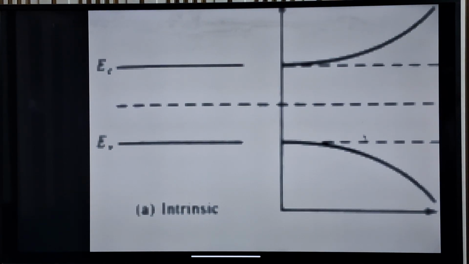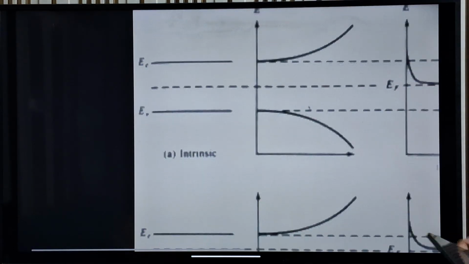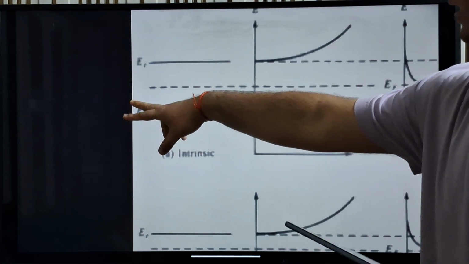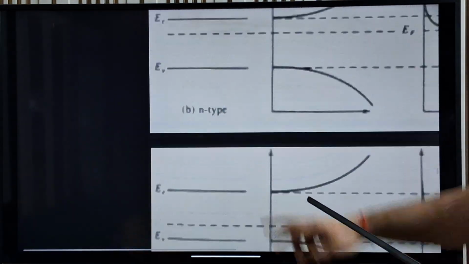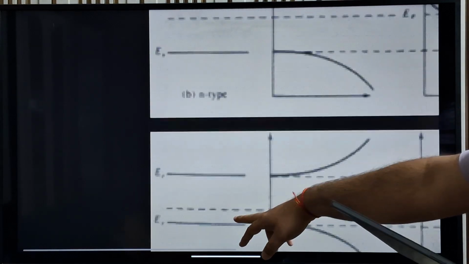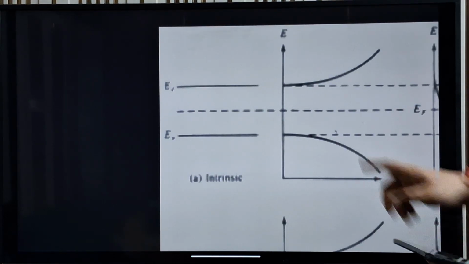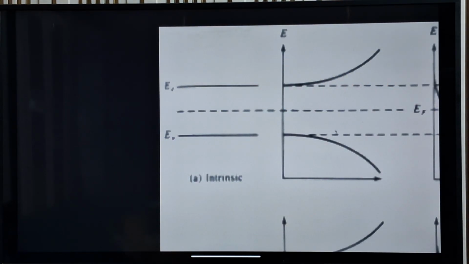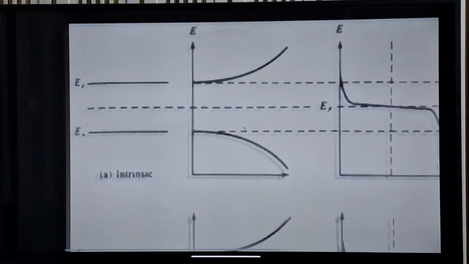So take a look at what they have tried to show here. You have EC, EV, and then a dotted line. And in all the three materials, so intrinsic, extrinsic N-type and extrinsic P-type, you have these three lines. So EC, or the uppermost line in all the curves, represents the conduction band energy. EV similarly represents the valence band energy. So what does the dotted line represent? You can see here, it represents EF, or the Fermi level.